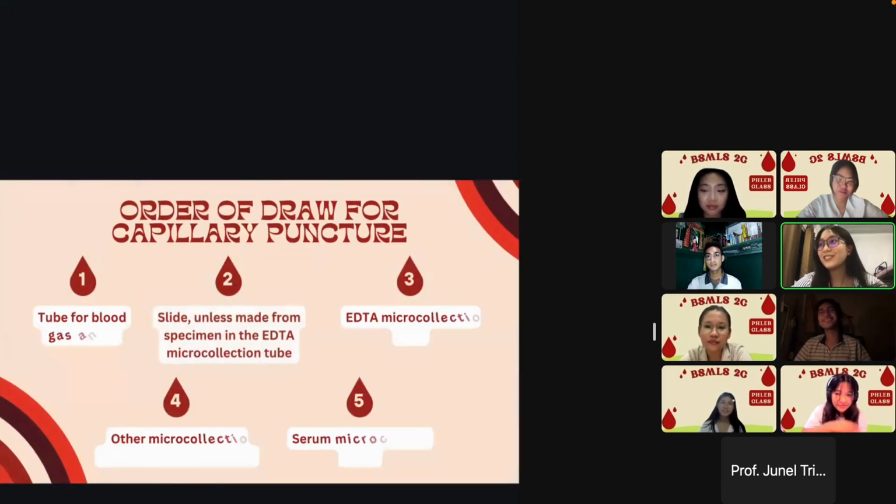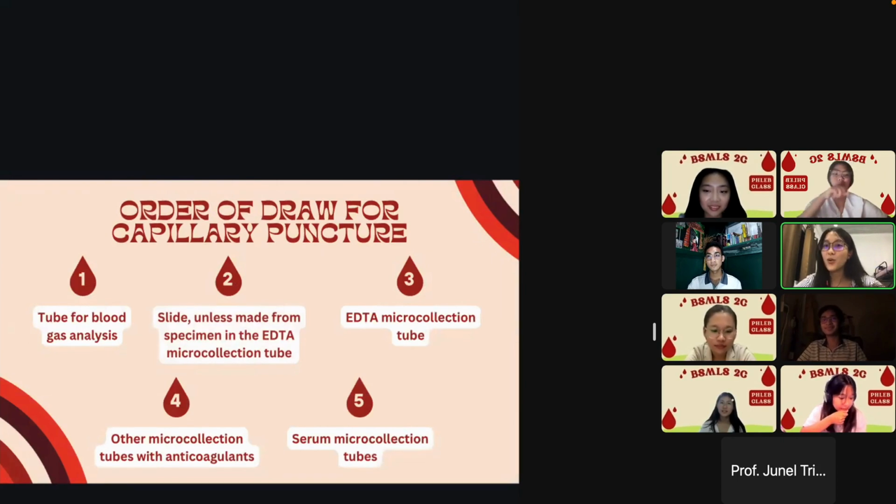Now, let us proceed to our next topic, which is the order of draw. The order of draw is what you follow in collecting the blood tubes. You must follow it; the arrangement of your blood draw cannot be random. So first is the tube for blood gas analysis.